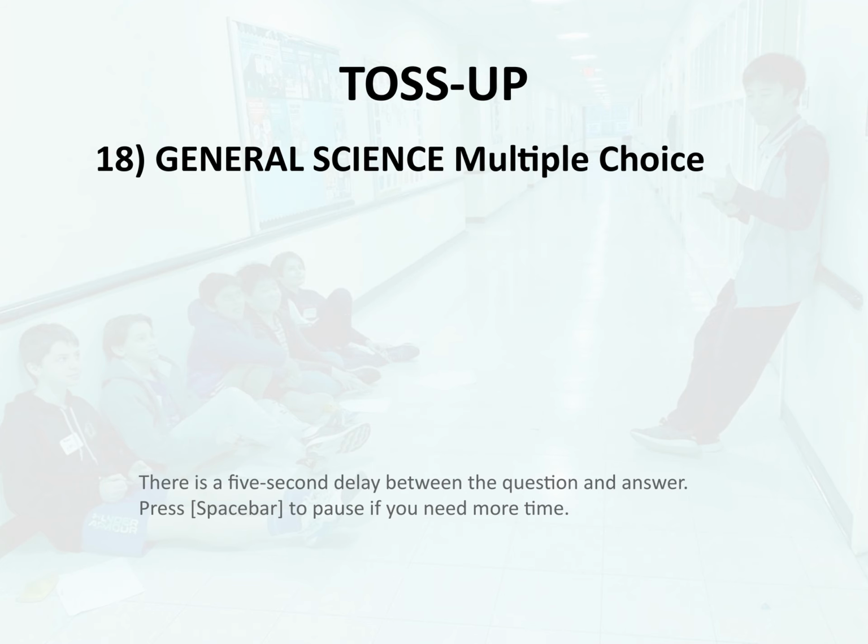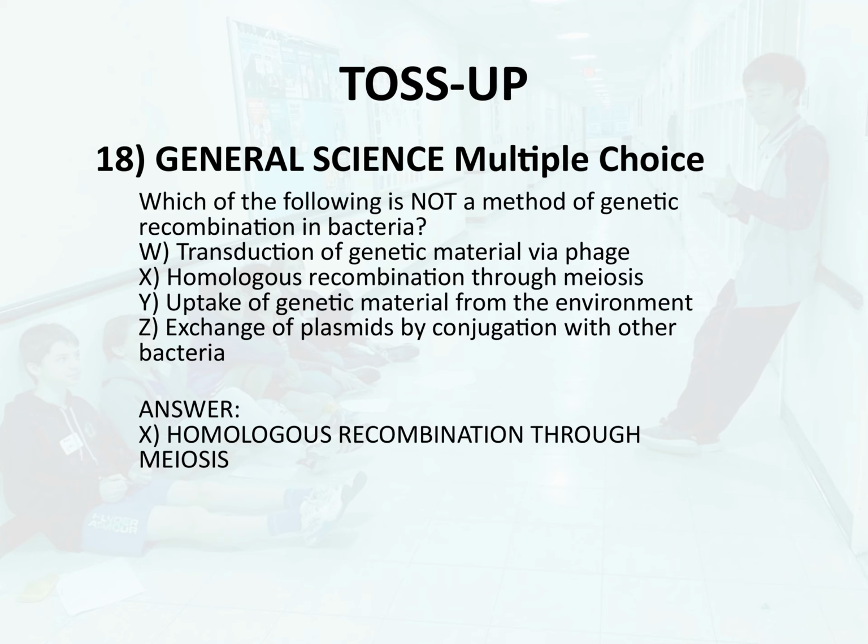Toss-up 18. General science. Multiple choice. Which of the following is not a method of genetic recombination in bacteria? W. Transduction of genetic material via phage. X. Homologous recombination through meiosis. Y. Uptake of genetic material from the environment. Z. Exchange of plasmids by conjugation with other bacteria. Answer: X. Homologous recombination through meiosis.